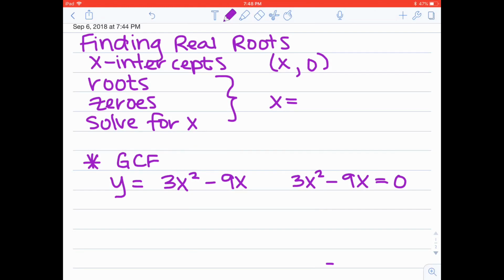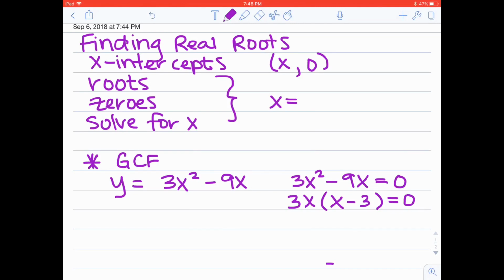The GCF of this function between 3 and 9, I have a common factor of 3. Between x squared and x, I have a common factor of x. So I'm going to go ahead and write those first. And then I'll put my leftovers. So if I did 3x squared and I divided out a 3 and I divided out an x, then that would mean I have a leftover x. If I have negative 9 and I divide out a 3, that leaves me with negative 3. And I had an x and I divided out an x, and so that's gone. So I took out the GCF.